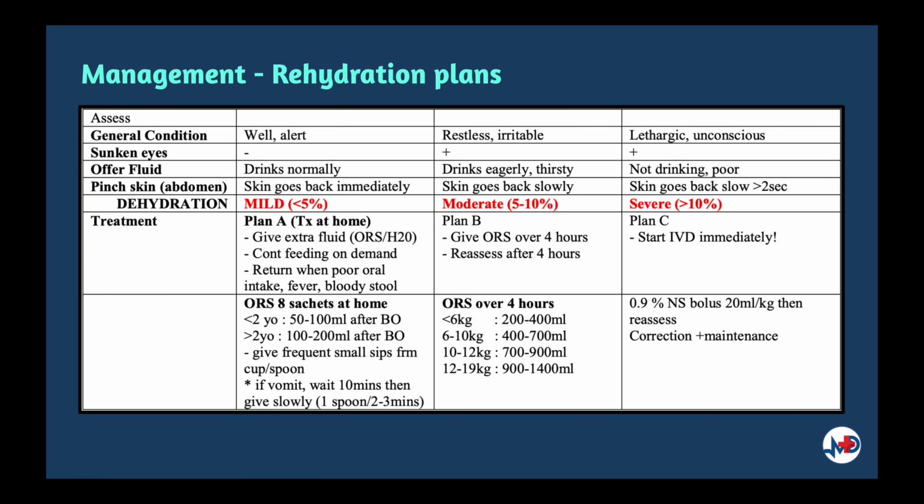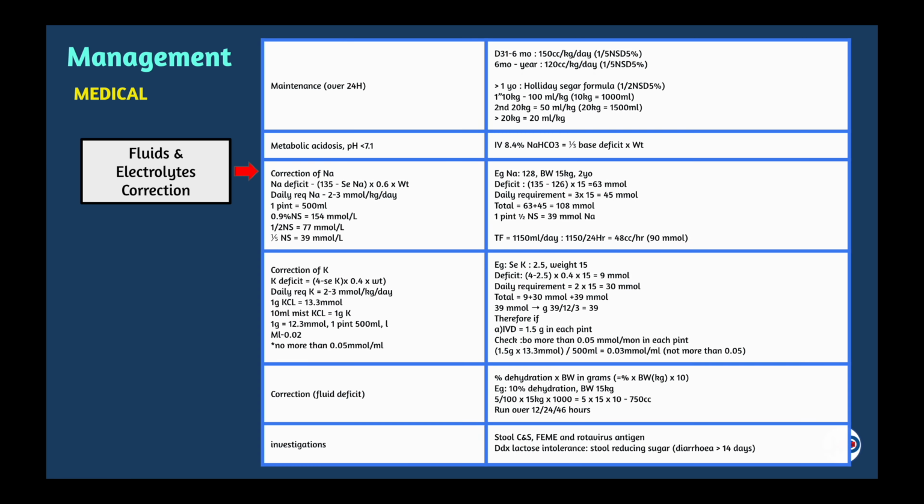This table shows the 3 different plans for rehydration in acute gastroenteritis. It is tailored according to the severity of dehydration, as for mild, less than 5%, moderate, 5 to 10%, and severe, more than 10%. This is how fluids and electrolytes are corrected in acute gastroenteritis.